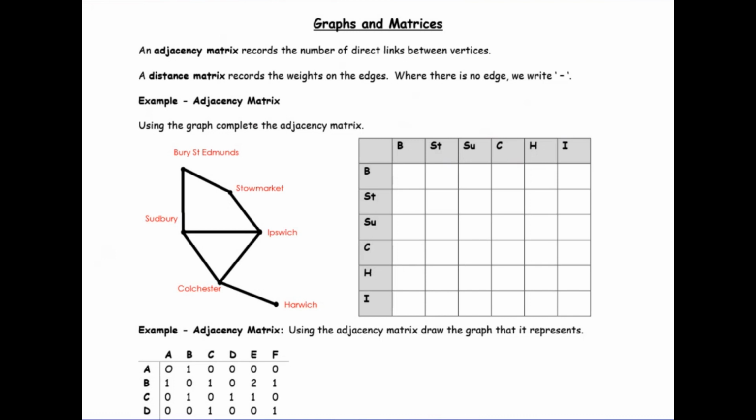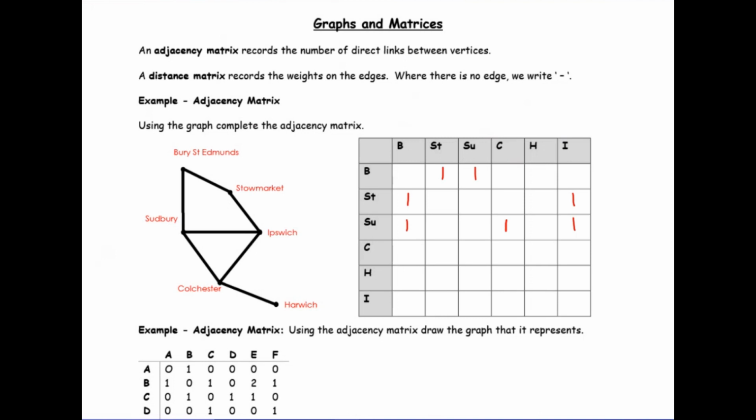Using this graph, we can complete this adjacency matrix. So Bury St Edmunds is directly connected to Sudbury and Stowmarket, so I'm going to put 1 in both of those. Stowmarket is directly connected to Bury St Edmunds and Ipswich. Sudbury is directly connected to Bury St Edmunds, Ipswich, and Colchester.